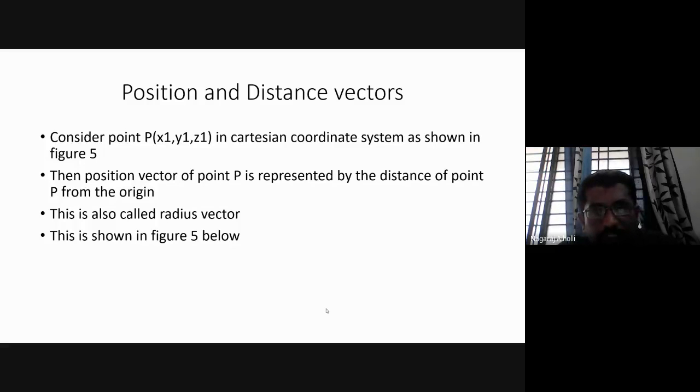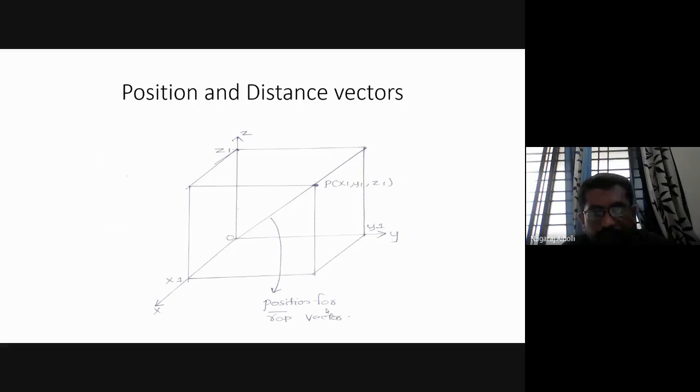Next, we will see position and distance vectors. Consider a point P of x1, y1, z1 in the Cartesian or rectangular coordinate system. You can see the point here, P of x1, y1, z1. Now, how to get this point? I have explained previously. Move by x1 units, then parallel to y-axis, move by y1 units, then parallel to z-axis, move by z1 units. Okay, so this is our point P of x1, y1, z1.